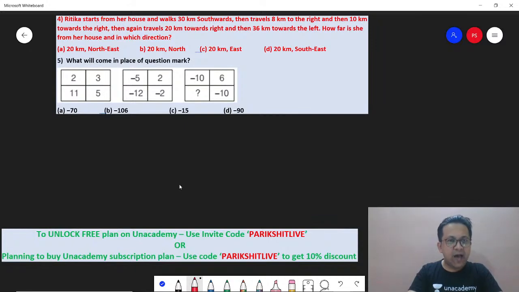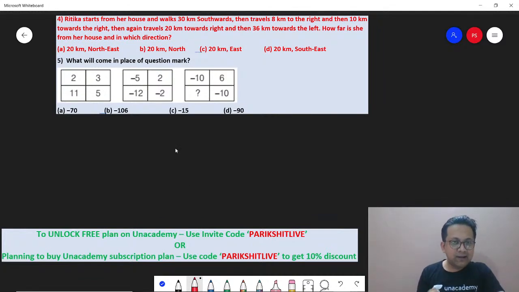Ritika starts from her house and walks 30 kilometers southwards. Then travels 8 kilometers to the right and then 10 kilometers towards the right. Then again travels 20 kilometers towards the right and then 36 kilometers towards the left. How far is she from her house and in which direction?